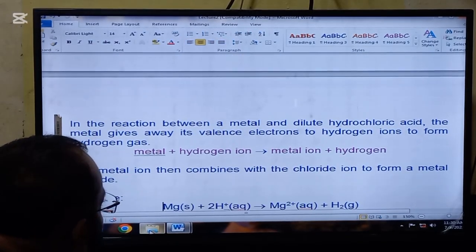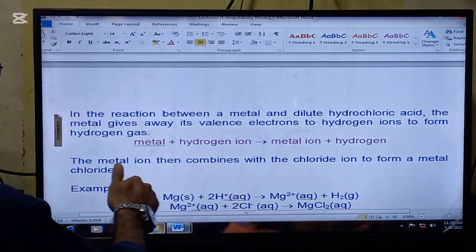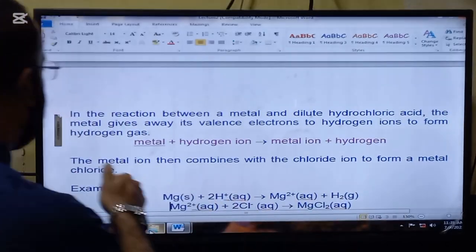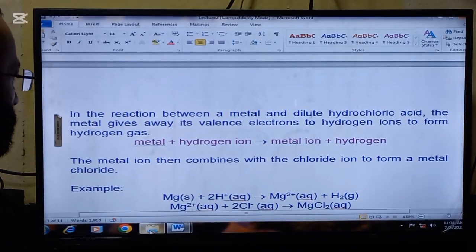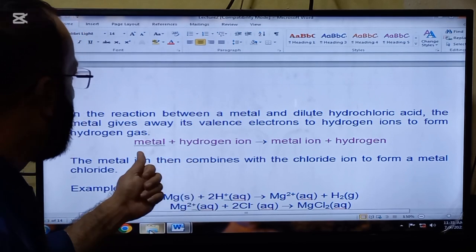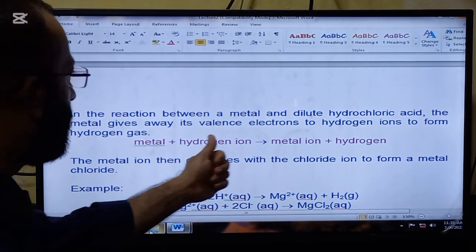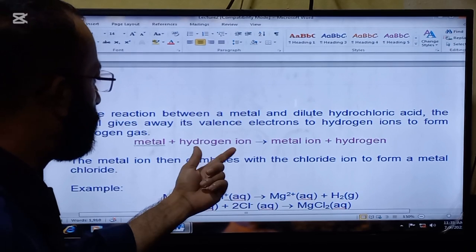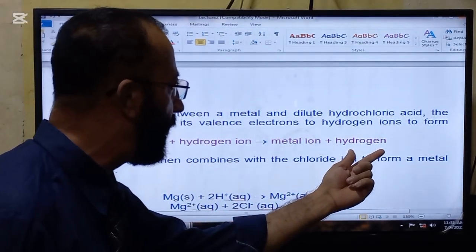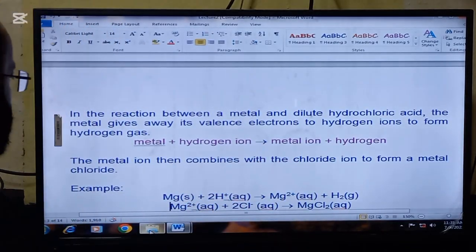In the reaction between a metal and dilute hydrochloric acid, the metal gives away its valence electron to the hydrogen ion to form hydrogen gas. So first, when the metal and hydrogen ion react with each other, the metal will give its valence electron to the hydrogen ion. So the hydrogen ion will become hydrogen gas, and the metal will become a metal ion.